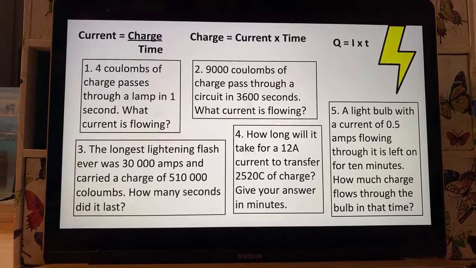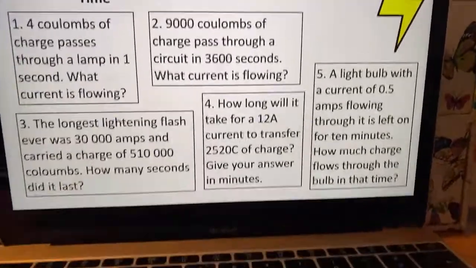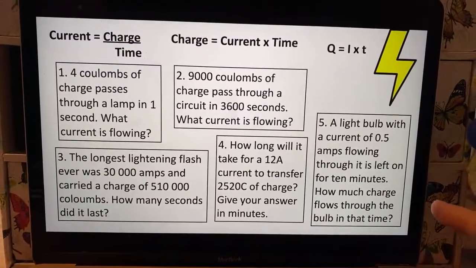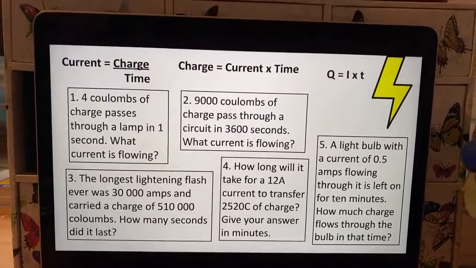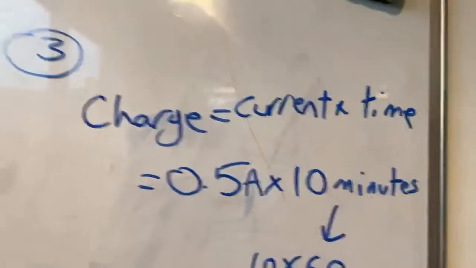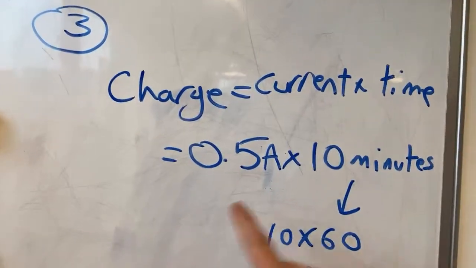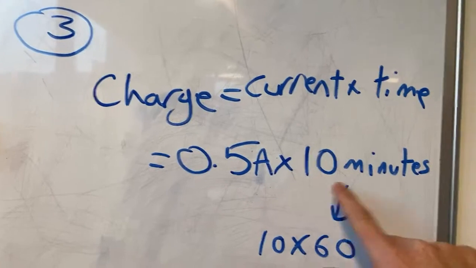Right, let's go through this last one then. A light bulb with a current of 0.5 amps flowing through it is left on for 10 minutes. How much charge flows through the bulb? Well, first of all, write down your equation. Charge equals current times time. Our current is 0.5 amps, and our time is 10 minutes.